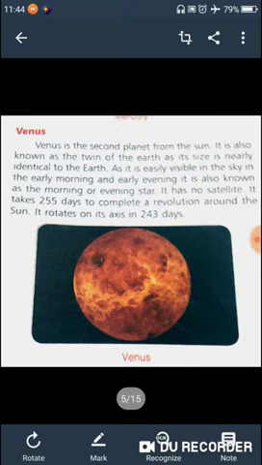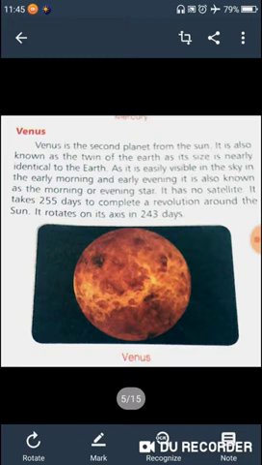Let's see about the second planet, our Venus. Venus is the second planet from the Sun. It's also known as the twin of the Earth because its size is nearly identical to the Earth. It is visible in the sky during the early morning as well as in the early evening, so it's also known as the morning star or the evening star. Similarly to Mercury, it has no satellite. It takes about 255 days to complete one revolution around the Sun, and 243 days to rotate around its own axis.